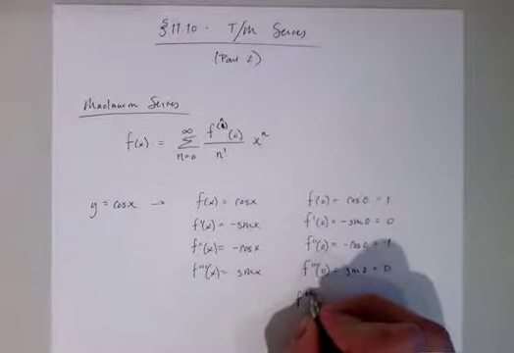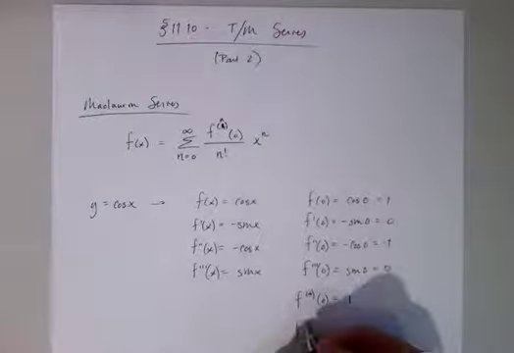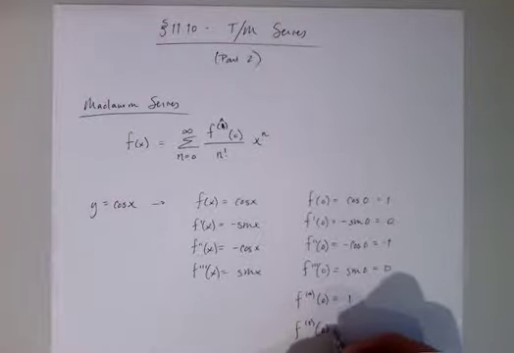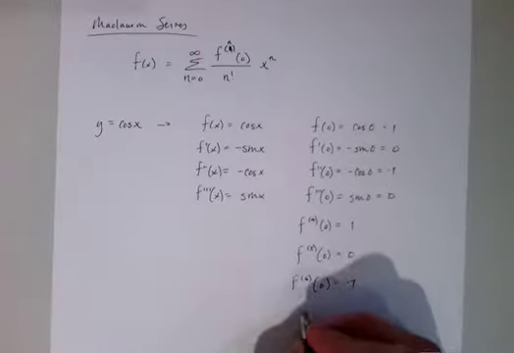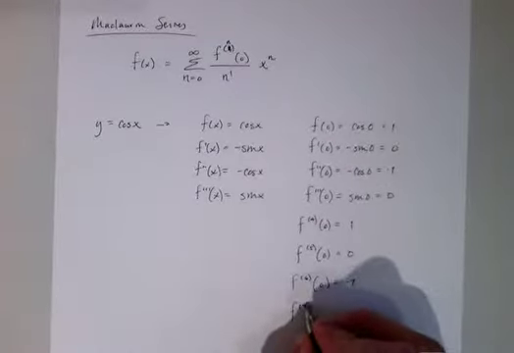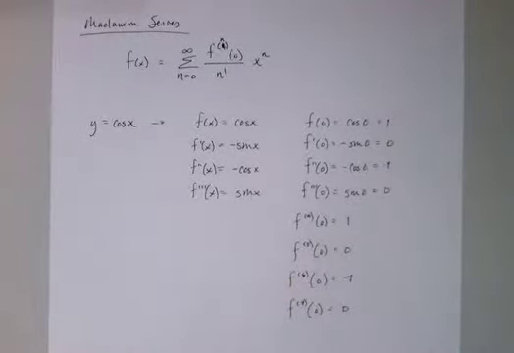So the fourth derivative at 0 is going to be 1. The fifth derivative at 0 is going to be 0. The sixth derivative at 0 is going to be negative 1. And the seventh derivative at 0 is going to be 0. And on and on.